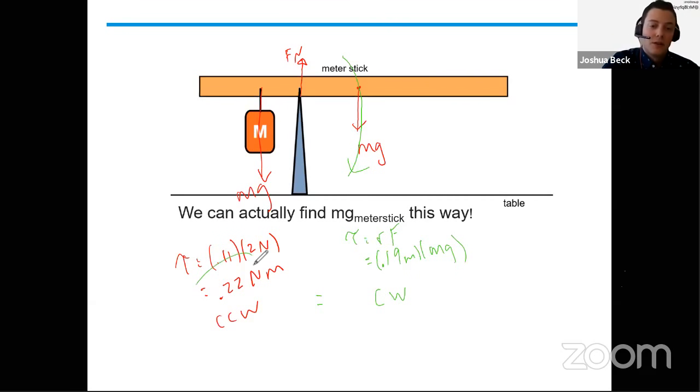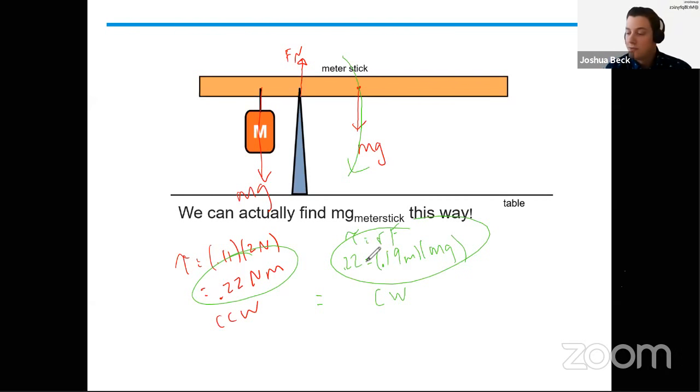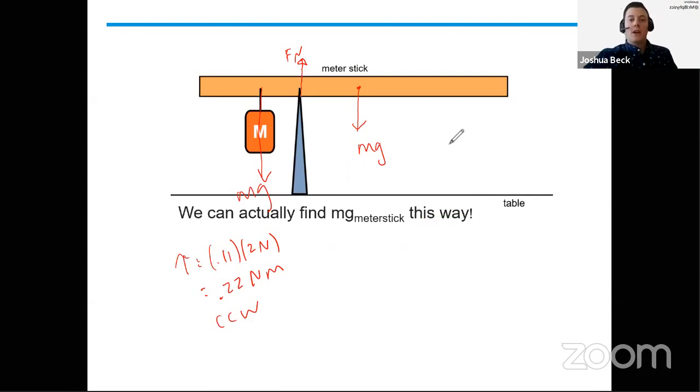Because if this is the torque in the counterclockwise, then this has to equal 0.22 in the clockwise direction. So 0.22 divided by 0.19 actually gives me mg of the meter stick. 1.158, we'll call that 1.16 newtons. So now we actually found something we didn't know before. We actually found the weight of this meter stick.